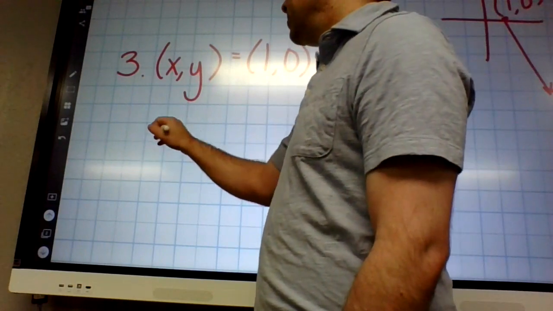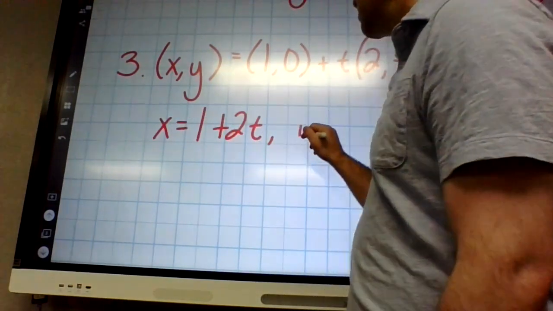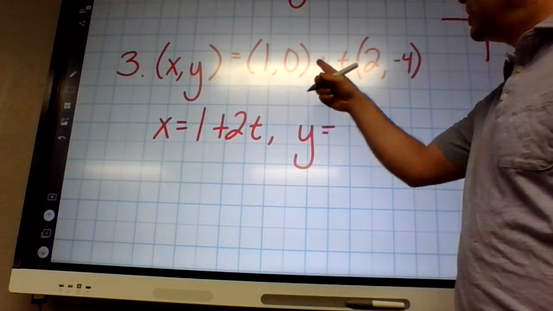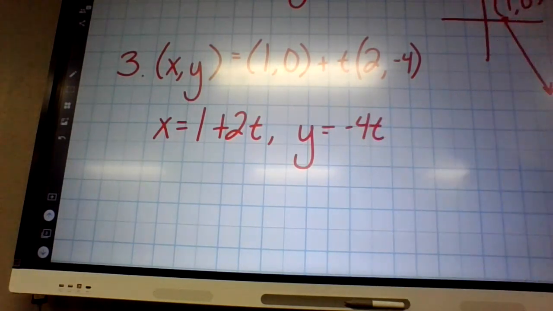So the parametric equation, okay, you could say 0 minus 4t. That would just be the same thing as -4t.